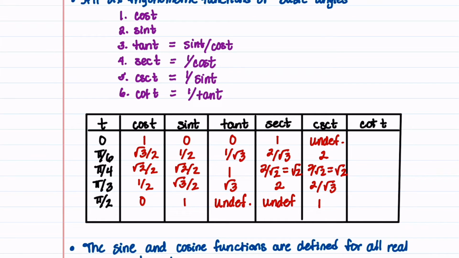Our last value to fill in is cotangent t. This is 1 divided by tangent t. So 1 divided by 0 is undefined. Inverting 1 over root 3 gives us root 3. Our next value is 1, and then we get 1 over root 3. And then lastly, we're going to have to think of cotangent t as cosine t divided by sine t, which is 0 divided by 1, which gives us 0.